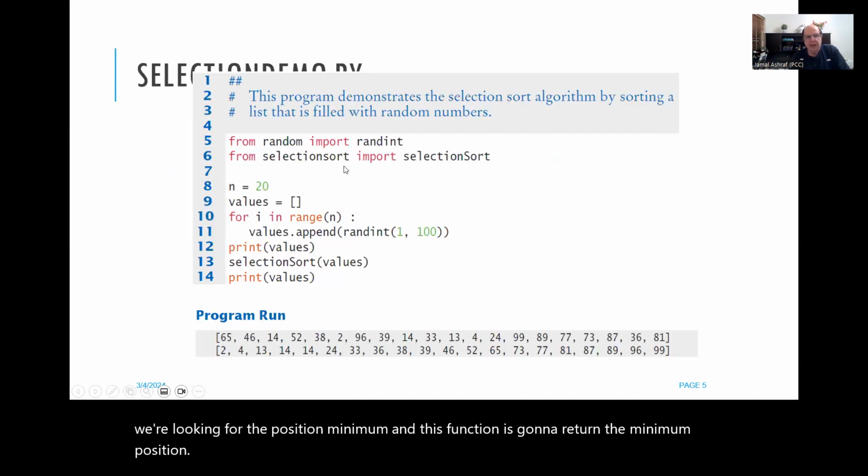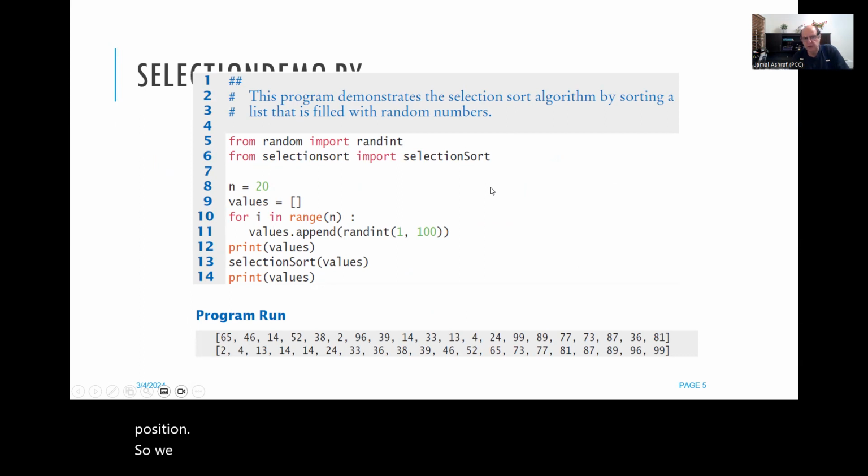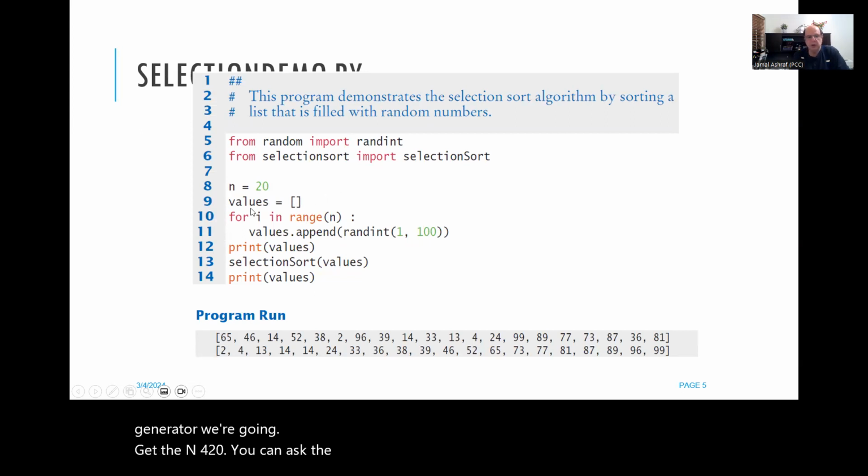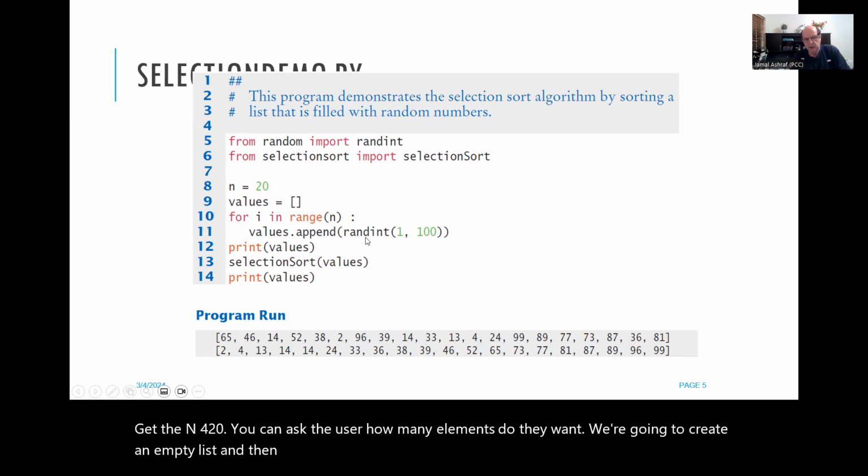So we have that class that we created for a selection sort. We're going to bring the function of selection sort from the selection sort file here. We also want to bring the random number generator. We're going to set n to 20. You can ask the user how many elements they want. We're going to create an empty list, and then we're going to create a number between 1 and 100, and put it in this values list.